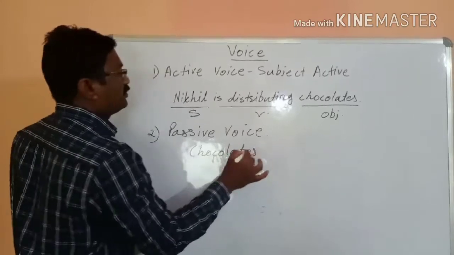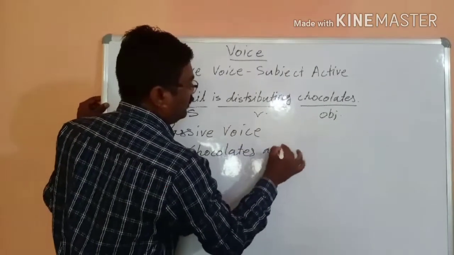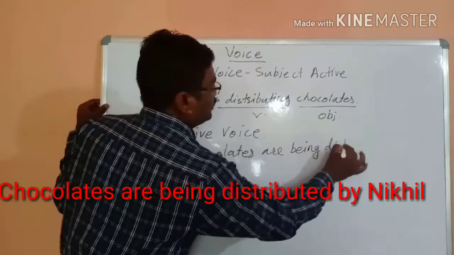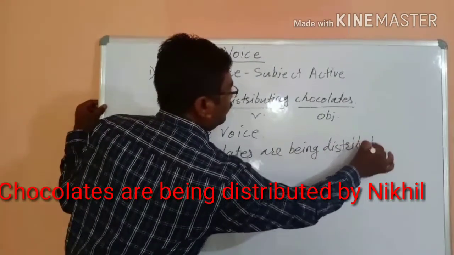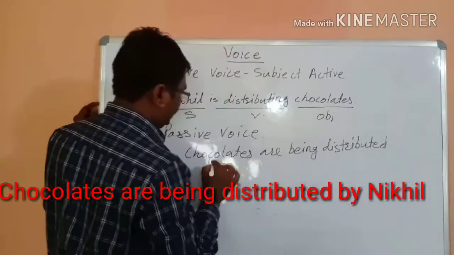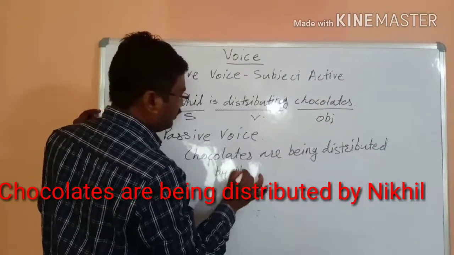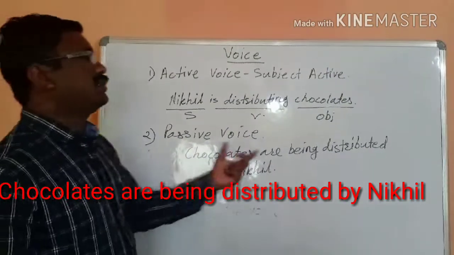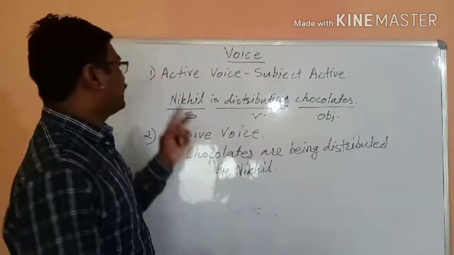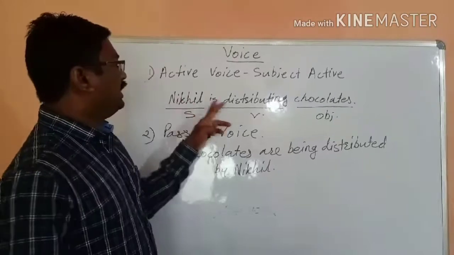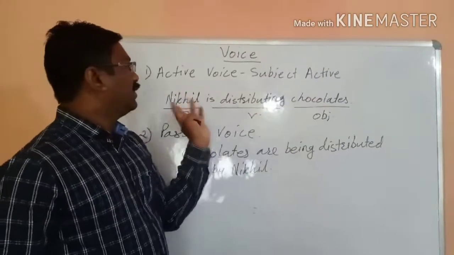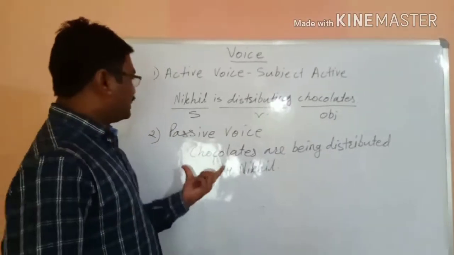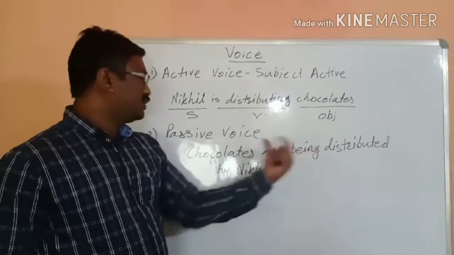Chocolates are being distributed by Nikhil. Just look at this sentence. Here Nikhil is distributing chocolates, so action is done upon the chocolates. Here chocolates are being distributed. Here just see, chocolates are being distributed.